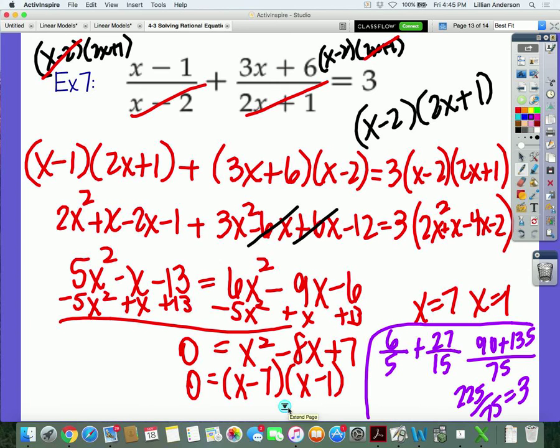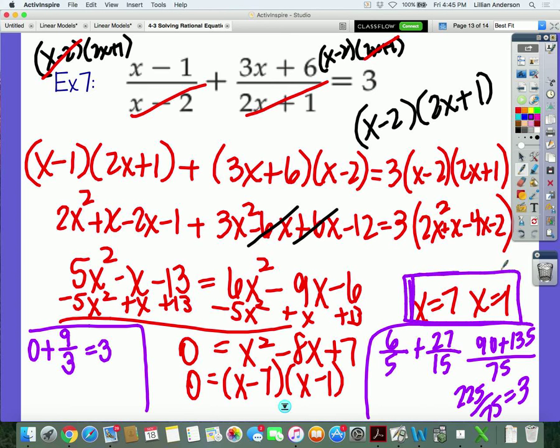I'm going to check 1 over here in this open space. 1 minus 1 is 0. Okay, so that's actually kind of nice. That's already 0. 3 times 1 is 3, plus 6 is 9. 2 times 1 is 2, plus 1 is 3. 9 over 3 is indeed 3. So these both actually work out as my final solution.